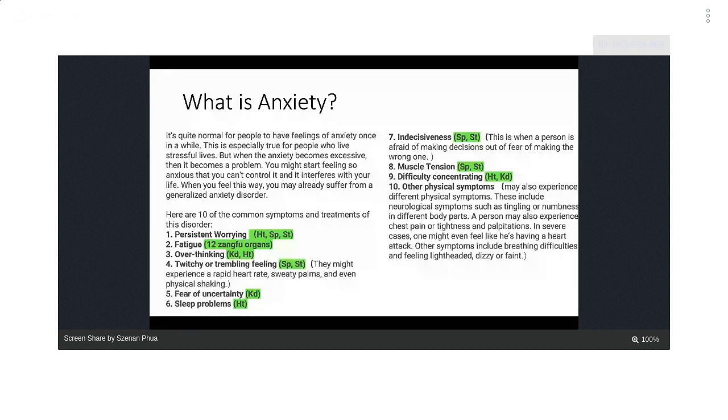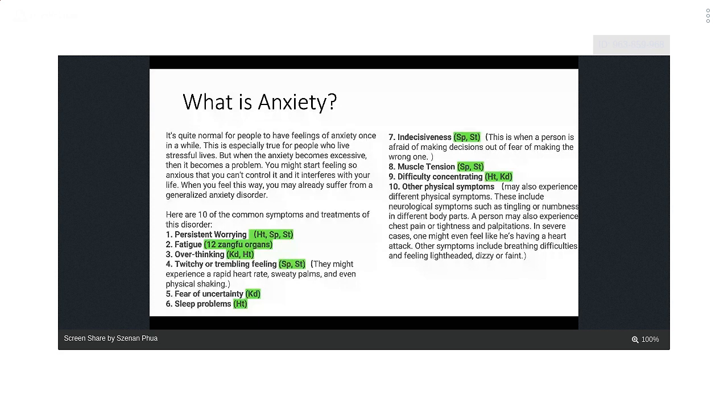Anything related to sleeping, I put it down to heart. Indecisiveness: this is when a person is afraid of making a decision out of fear of making the wrong one. They're not quite sure how to make decisions, and they're so scared to make them. They can't think of the right one. There's no logic for them to think. So stomach and spleen again, about thinking.